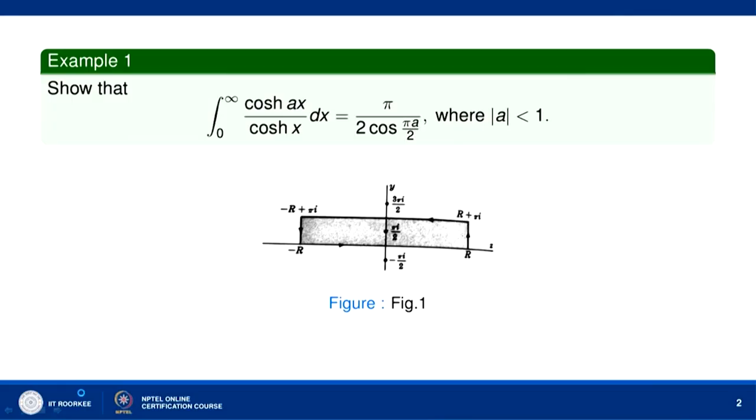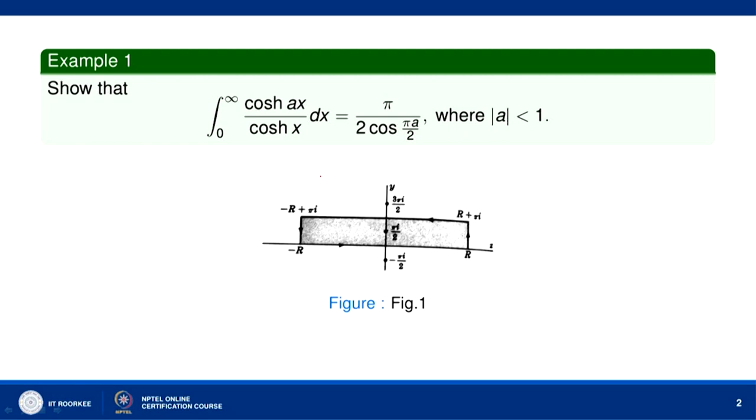Now let us consider, for example, the real integral from 0 to infinity of cosh(ax) over cosh(x) dx. We are going to show that its value is pi over 2 cos(pi a by 2), where mod of a is less than 1.